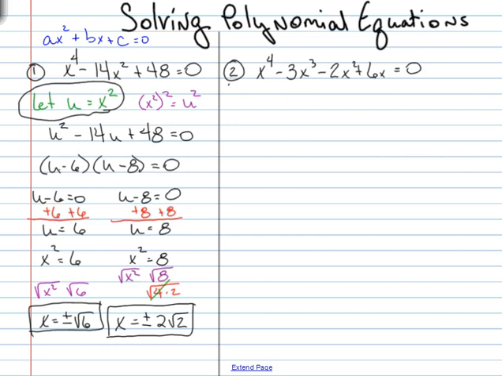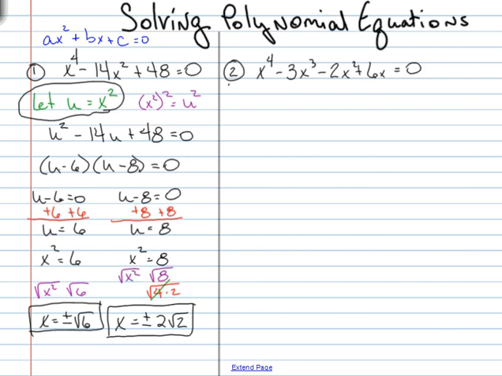Now all these equations are going to be slightly different, but also slightly the same. Looking at number 2 here, we have x to the fourth minus 3x cubed minus 2x squared plus 6x is equal to 0. Our first step anytime we go to factor any type of problem is always look and see, is there a GCF, a greatest common factor? Well, my greatest common factor in this case will be x.